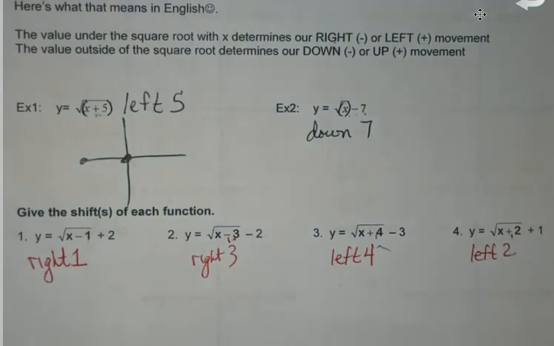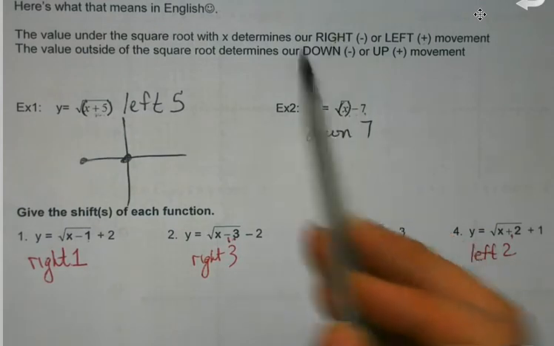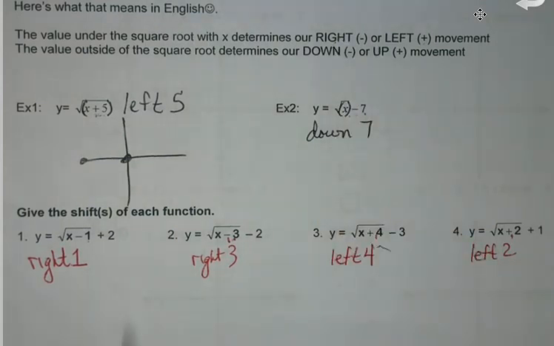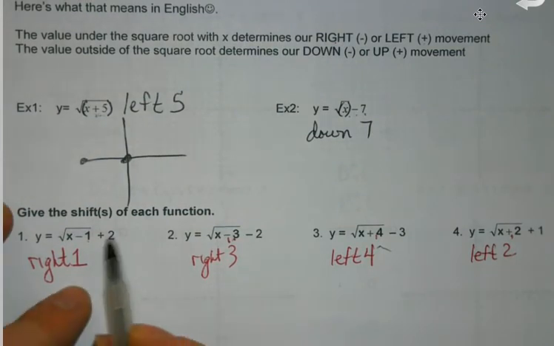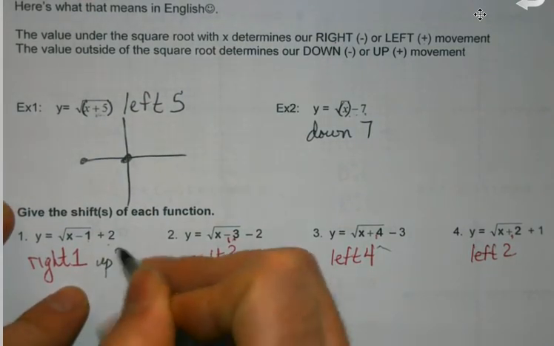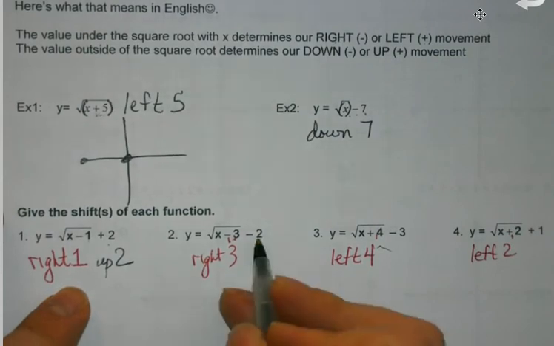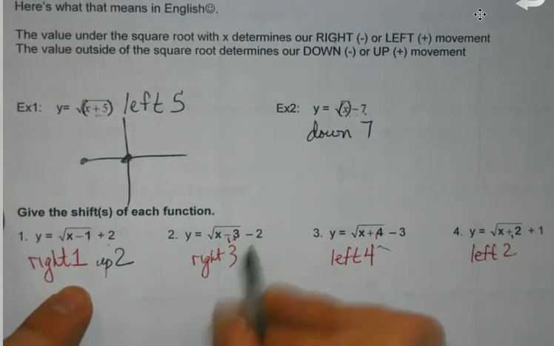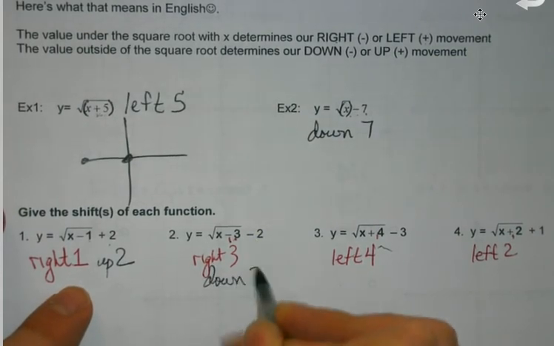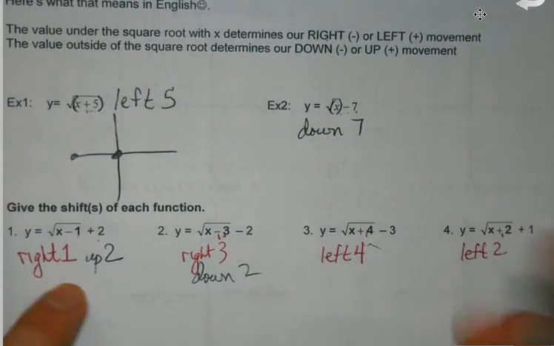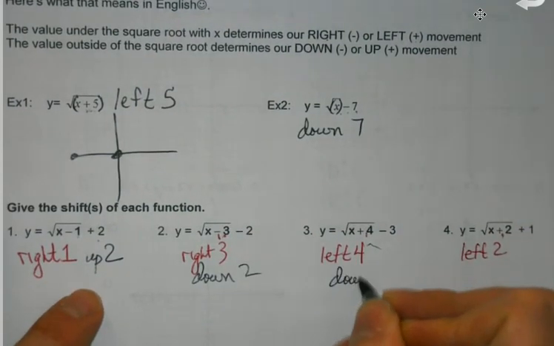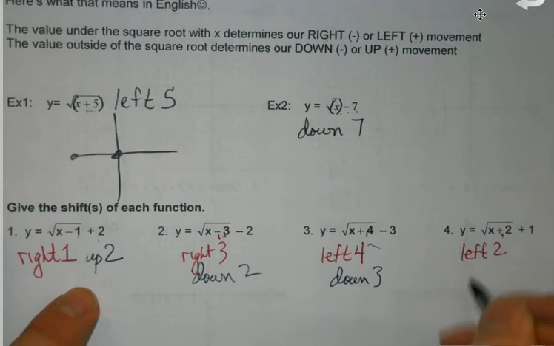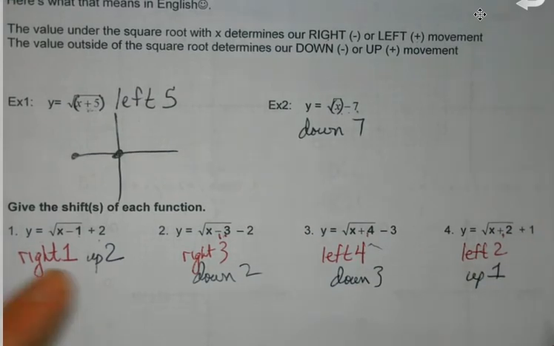And it's kind of the opposite of what I would think. So just keep this handy to give you some direction. Now the number outside tells me up or down. So what am I going to have in this first one? Up 2. What about this one? Down 2. Okay, what about in 3? Down 3. And up 1. Okay?